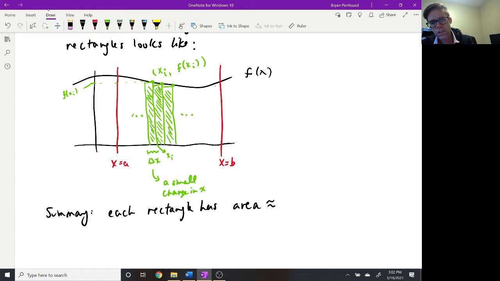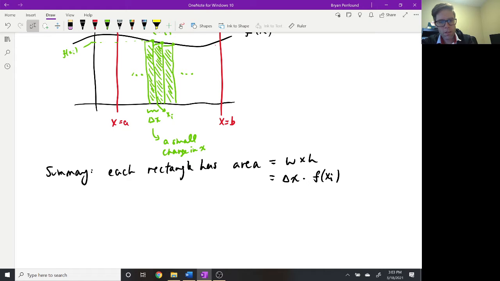So actually, each rectangle is going to have an area that's equal to the width times the length, or the width times the height. We know that the width is delta x, and the height is going to be given as f at whatever the x value is that we're working with. So we call this f at xi.